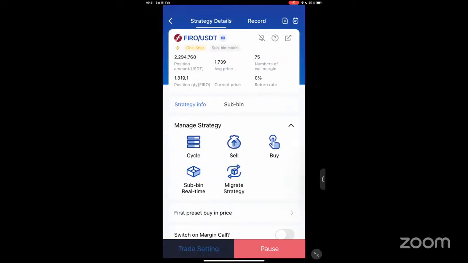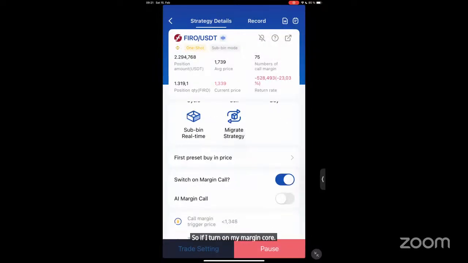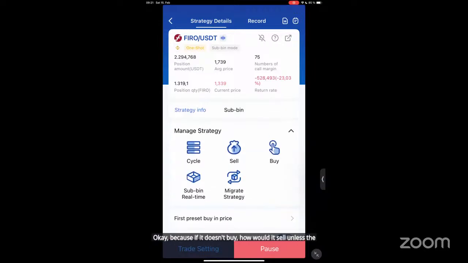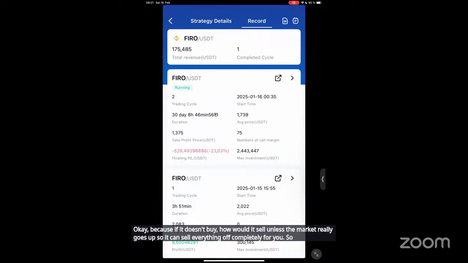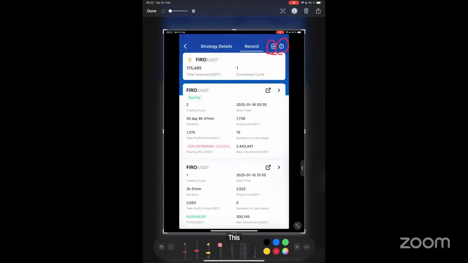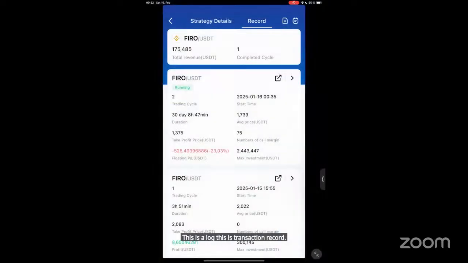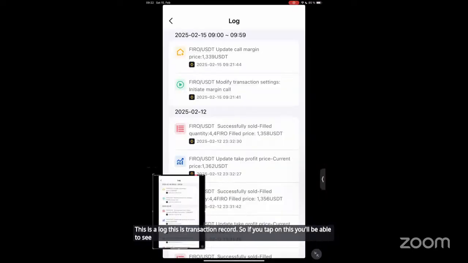So if I turn on my margin call, it's going to quickly buy. Then you would see movement again. Okay. Because if it doesn't buy, how would it sell? Unless the market really goes up so it can sell everything off completely for you. So record is where you'll be able to see what I just showed you. If you tap on this log, this is the transaction record. If you tap on this, you'll be able to see whatever happened on the coin.